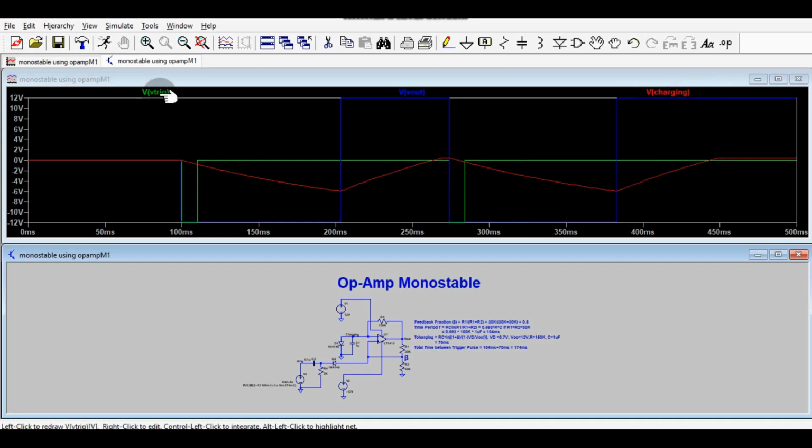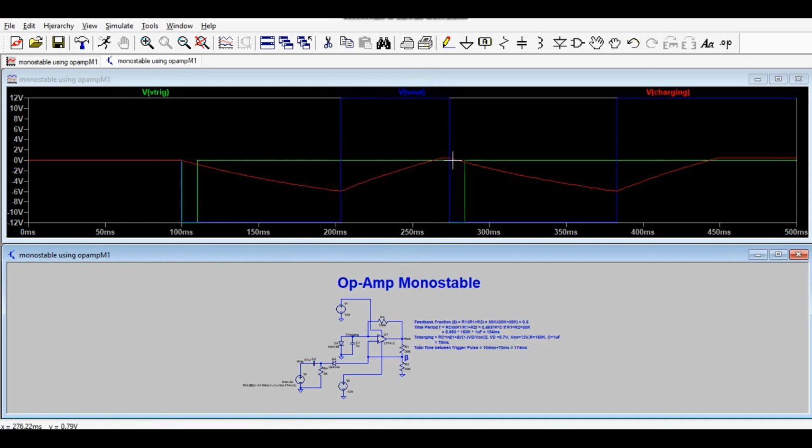So this color is V trigger, this is V out, and the red is V charging. You can see as soon as you apply a negative trigger voltage at your input, your output becomes unstable and goes towards negative saturation. After a time period t, let's say 100 millisecond, 104 millisecond, it becomes stable again, and it holds a stable state unless and until the second trigger pulse is applied, right?